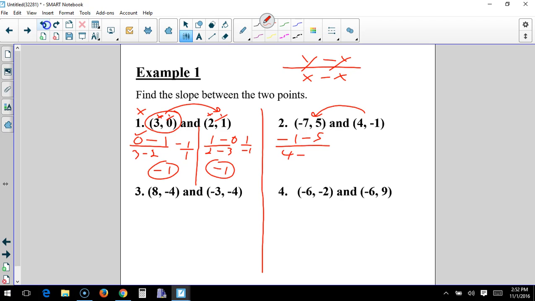4 minus, oh, darn it. You sometimes can't avoid it. When you have an x in one point and a y in the other point that have negatives, you will not be able to avoid it. So when I do this, it's negative 6 over 11. If I would have gone the other direction, I just would have ended up with a positive 6 and negative 11. But those are the same slopes.